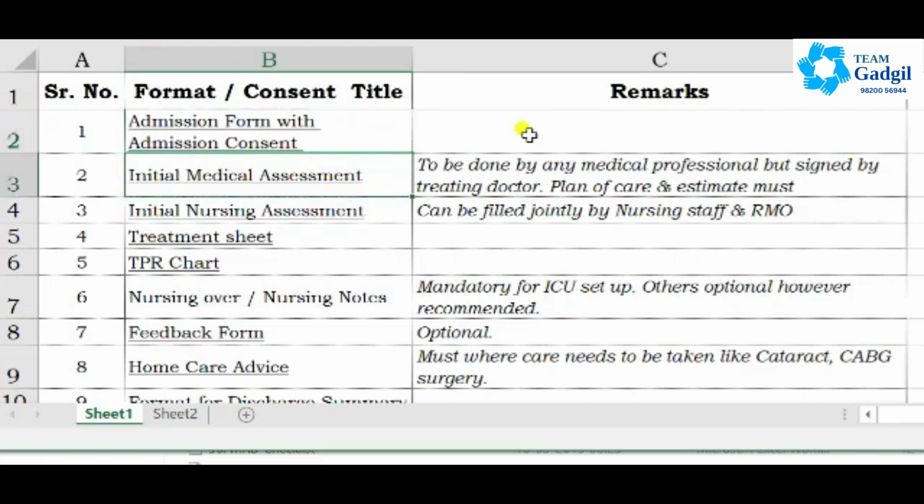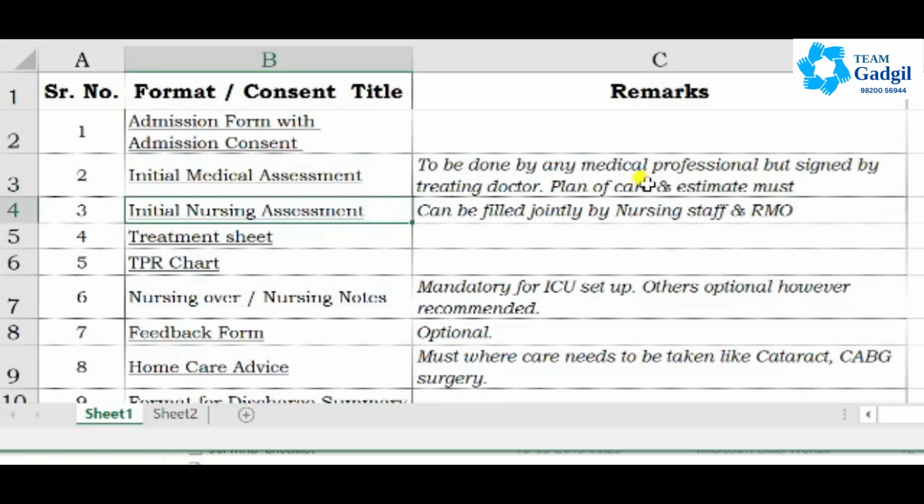Initial medical assessment needs to be done preferably by a treating doctor. In case the treating doctor is busy or not in the hospital, the RMO or any other medical practitioner can do this. However, it needs to be signed by the treating doctor, and a plan of care and the estimate has to be prepared and handed over or discussed with the patient or their relatives.